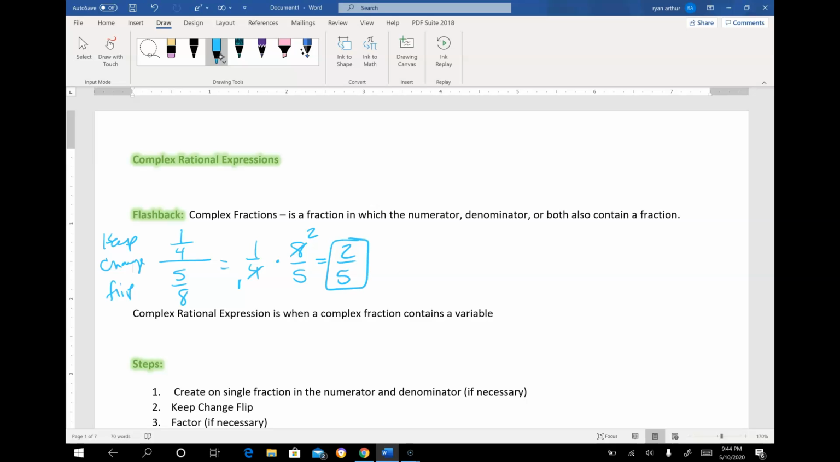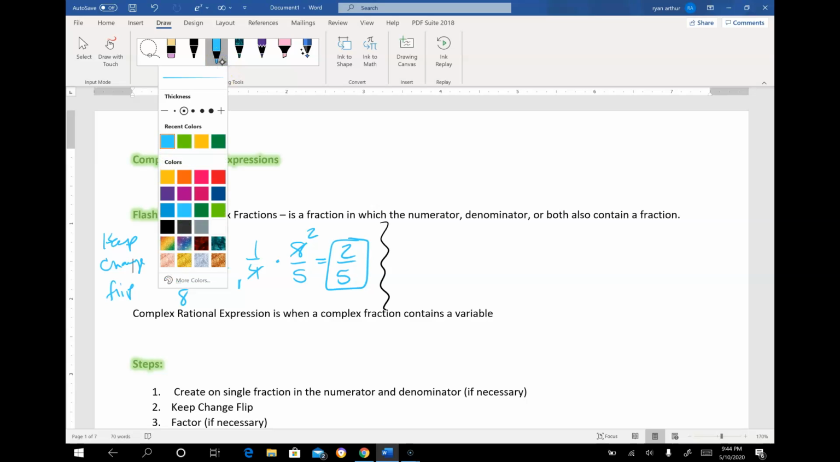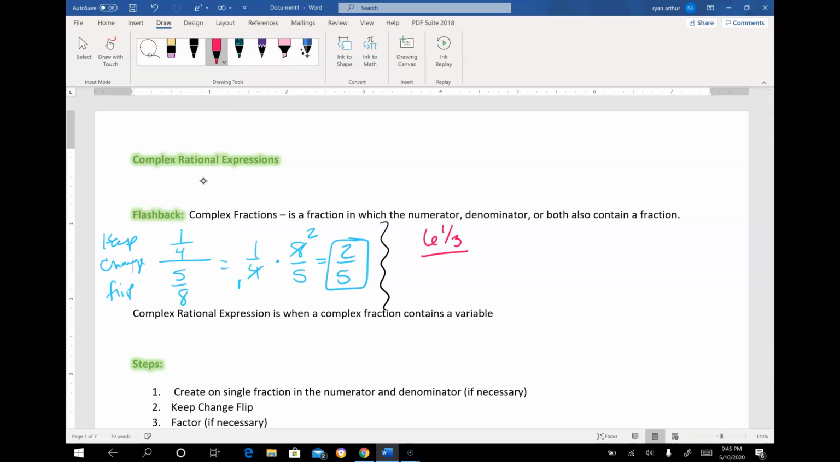Now, when you're doing this, you've got to make sure it's a single fraction over another single fraction. So, for example, if you had 6 and 1/3 over 9, you would have to get this 6 and 1/3 as a single fraction. So that's where you say 6 times 3 is 18, 18 plus 1 is 19. So it's 19 over 3, over 9.